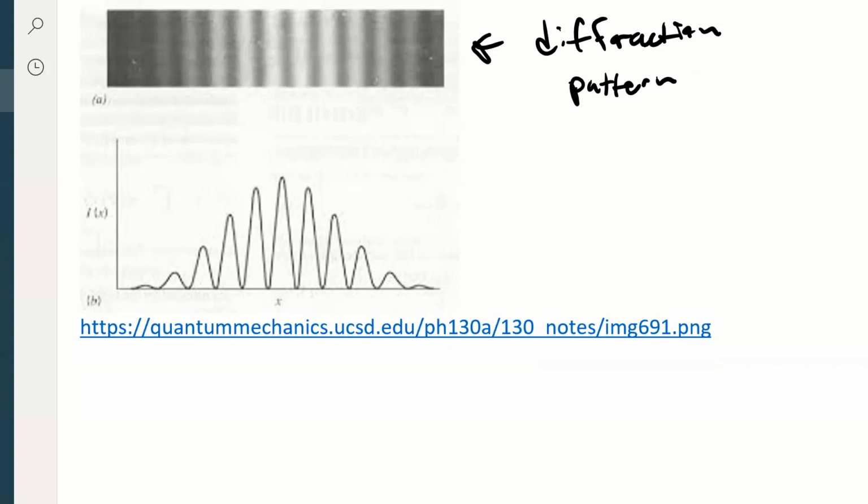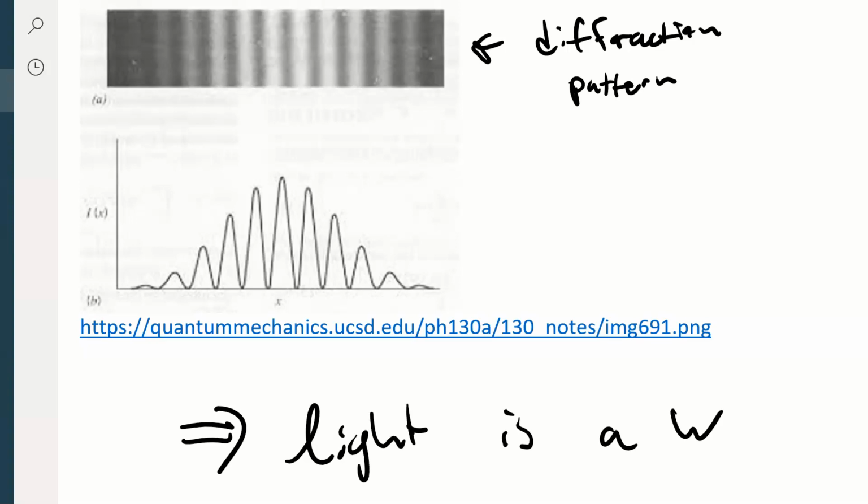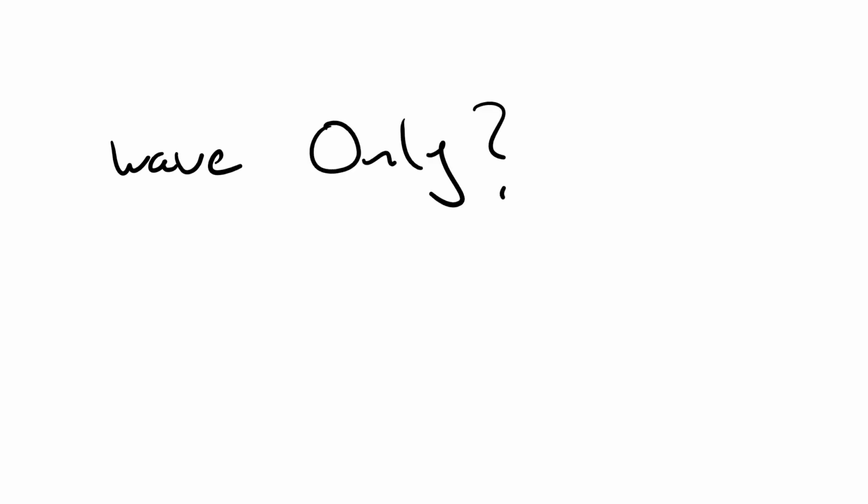So, because we can see diffraction patterns, what can we conclude? We can conclude that light is a wave. But is light only a wave? Well, have you ever gotten a sunburn? If you have, you know that light interacts with matter.